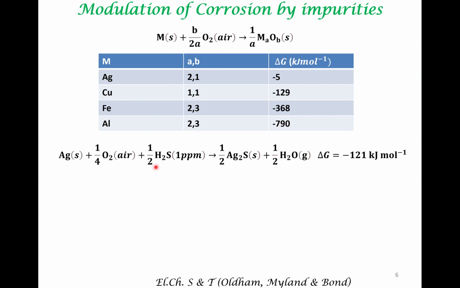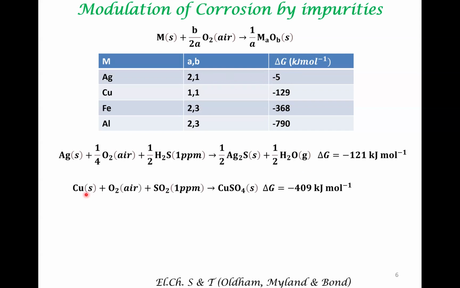For example, if you look at hydrogen sulfide, this is not an uncommon impurity in oil and gas industries. The presence of hydrogen sulfide affects the delta G significantly. For example, if you look at silver oxidation under dry air condition, delta G was -5. As opposed to this, delta G is -121. So this process is much more spontaneous compared to the oxidation of silver under dry air condition.